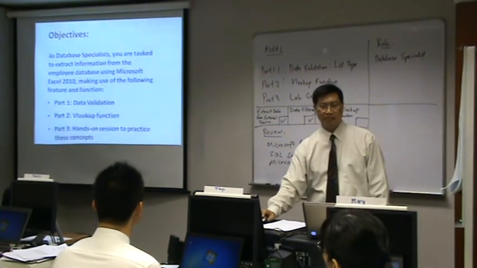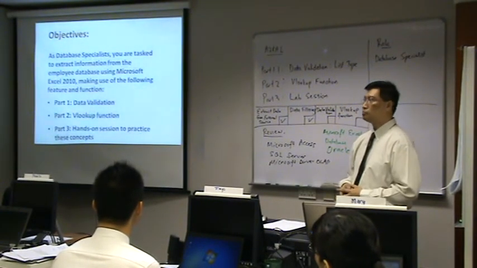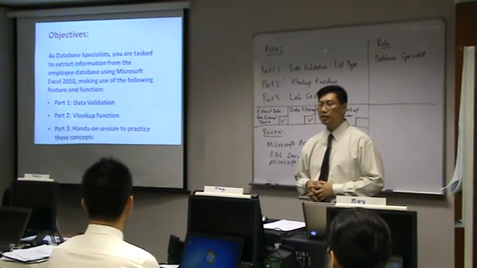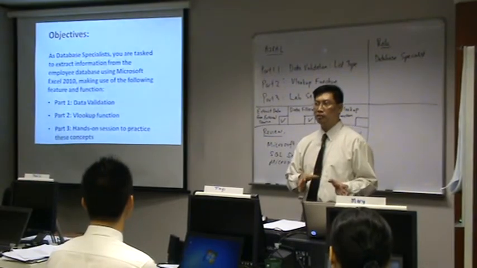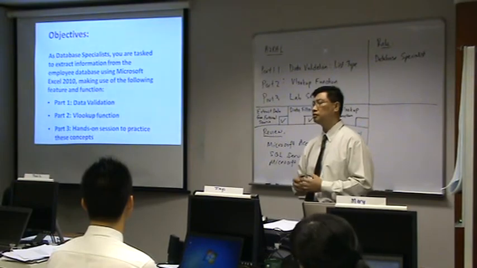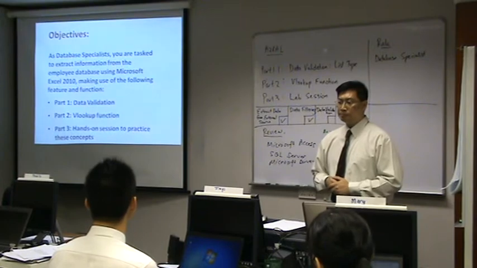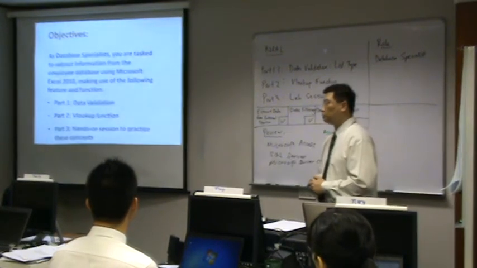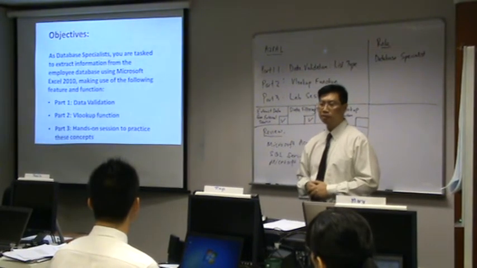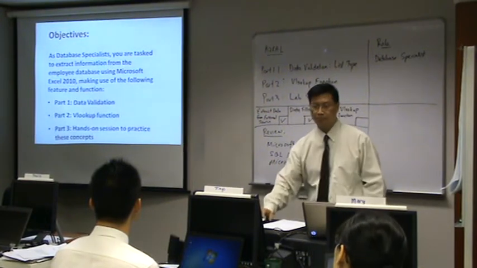Now, without further ado, let's take a look at one of the main objectives of why we are here. Apparently, most of you are database specialists, okay, and you are tasked to extract information from employee database. You are part of the IT department, and HR usually would like to get more information based on the hundreds or thousands of database from external sources. Now, there will be 3 parts to this objective. The first is that we'll be running through data validation, and the next one will be VLOOKUP functions, and following that we'll be running through with the hands-on.